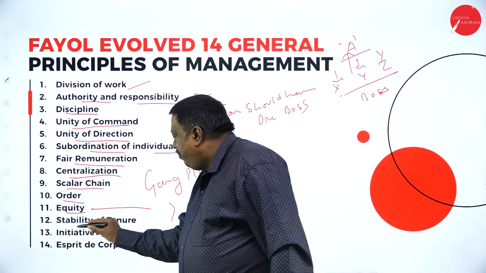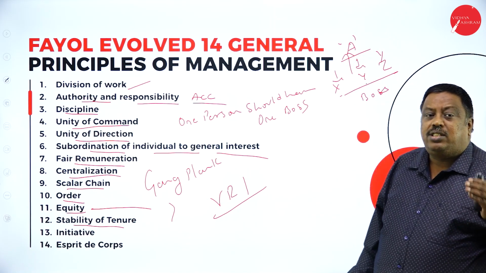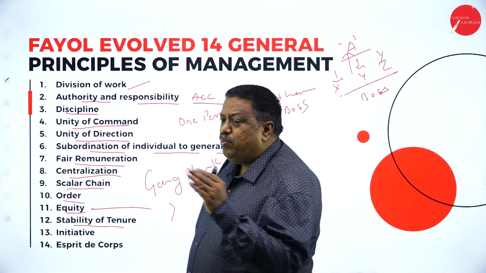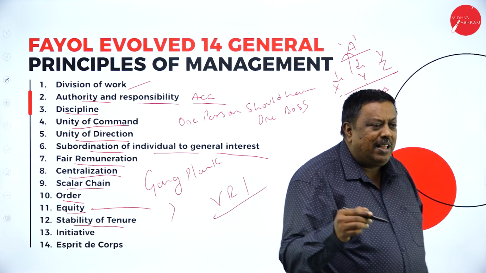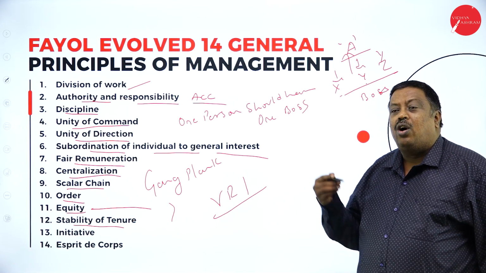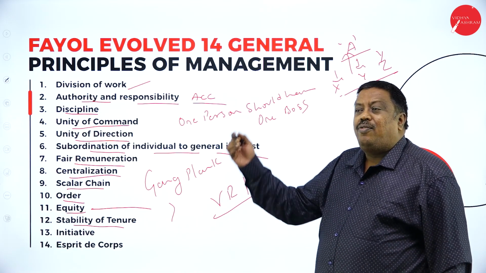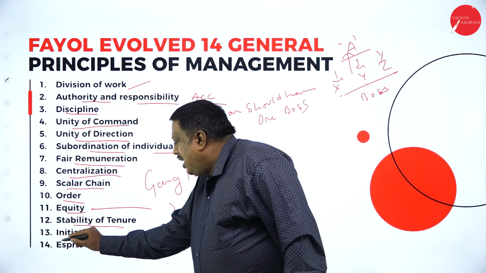And the next one, stability of tenure, which means there should be stable work in the organization. They should not remove people, or the work should not be there only for a certain period. There should be a long-run concept in the organization. Have stability of the employees working in the organization.